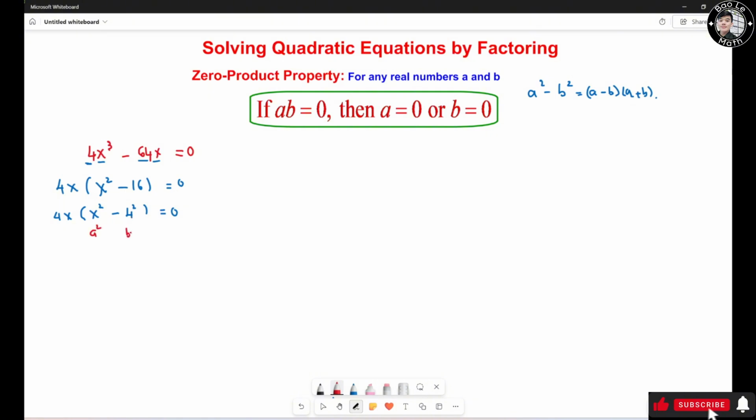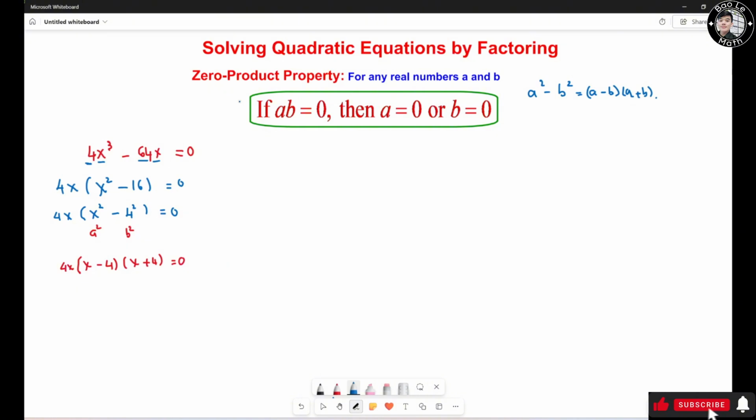4 squared, which means b squared, right? So I apply the formula right here. So it turns out to be 4s times s minus 4 times s plus 4 equal to 0.